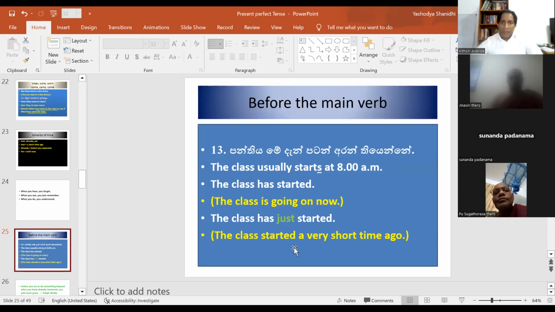Now the class has just started. Now you can see just is used before the main word. The class has just started. We will continue this part, I think, next week. Now we should start talking about some Pali verses, stanzas, Pali quotes, so that we can improve related vocabulary.